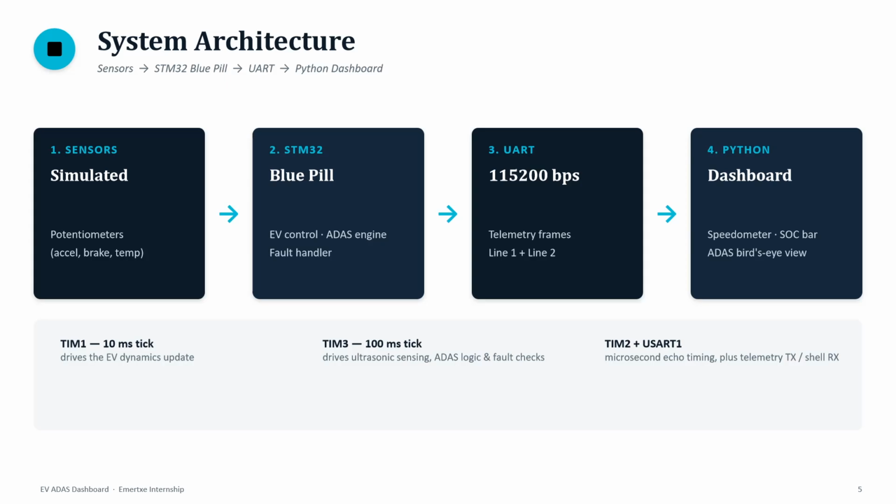So the system architecture was quite simple. We used simulated sensors, of course, using potentiometers. For the acceleration and brake pedals, potentiometers were used in place of them to simulate them, and the data gotten from these potentiometers and various other sensors such as ultrasonic sensors was fed to the Blue Pill, which contained the EV control and the ADAS engine. And then all this was streamed over UART to a Python dashboard, which displayed a speedometer, the SOC bar, and the ADAS bird's-eye view. Also, 3 timers were used: timer 1, 2, and 3.